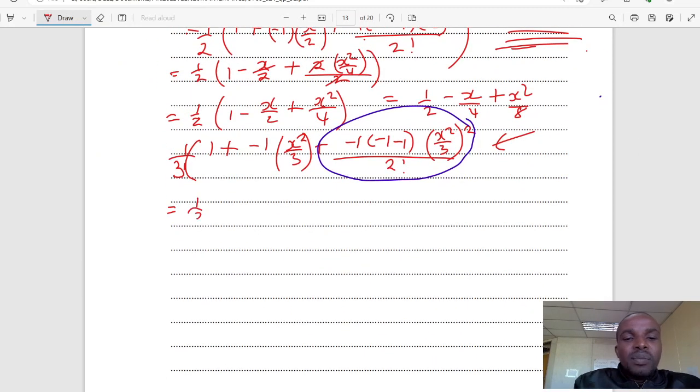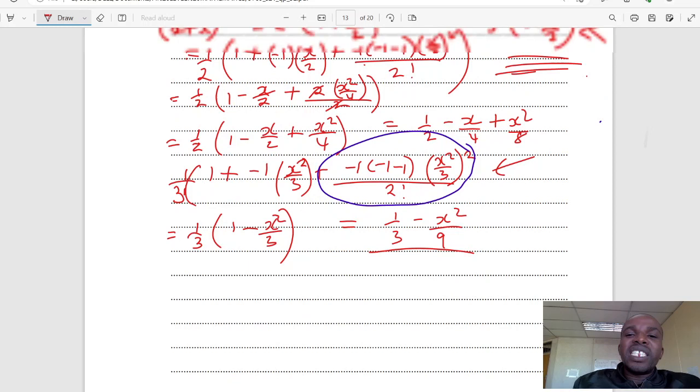Then I simplify this part, 1 over 3, then 1 minus x squared over 3. Then this part, you have to ignore it. Then my final answer will be 1 over 3 minus x squared over 9. Then I have to multiply these items now.